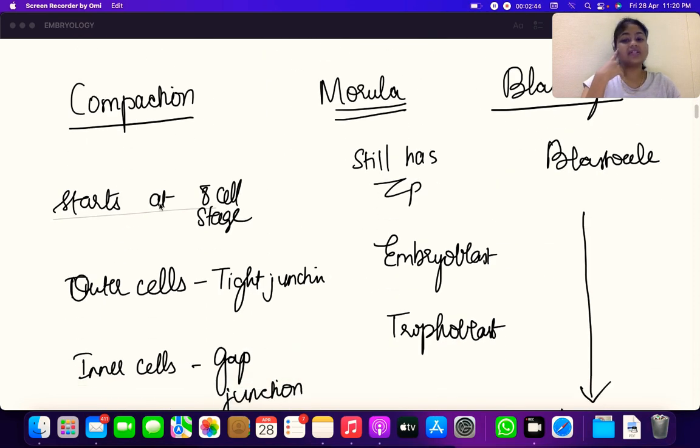So compaction starts at the 8 cell stage. They have outer tight junctions and inner gap junctions. This is to facilitate the exchange of nutrients and transmission of electrical signals. Morula is the 16 cell stage. Even at this stage, the zona pellucida is present. When the cell is in the morula stage, the outer cells will differentiate into trophoblast and the inner cells differentiate into embryoblast.